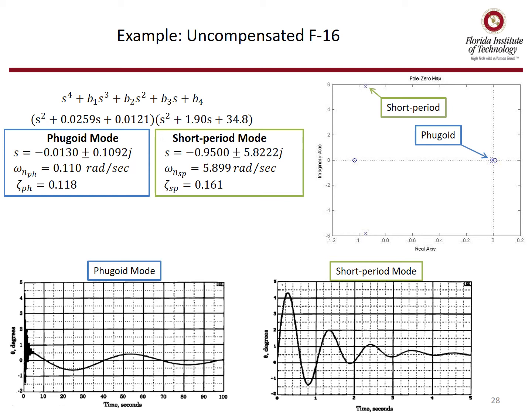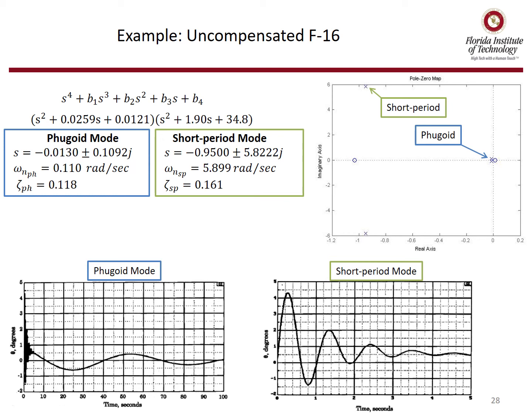We see that the phugoid mode can be factored, the solution using the quadratic equation, and we see that the value of s is minus 0.013 plus or minus 0.1092 j. We know that the natural frequency of the phugoid mode is 0.11 radians per second, and that the damping ratio is 0.118.